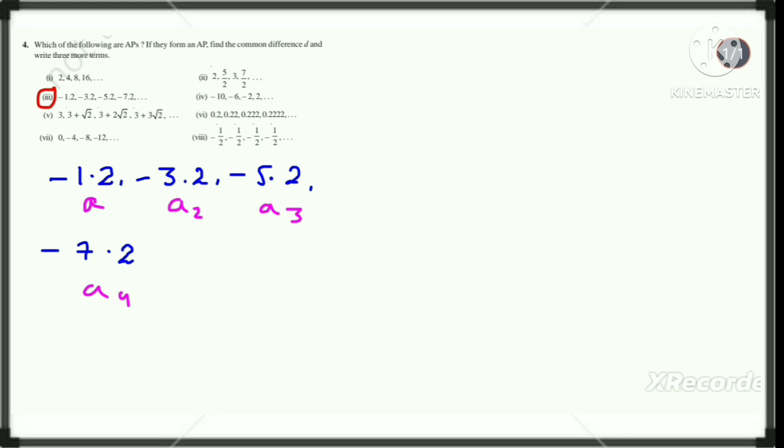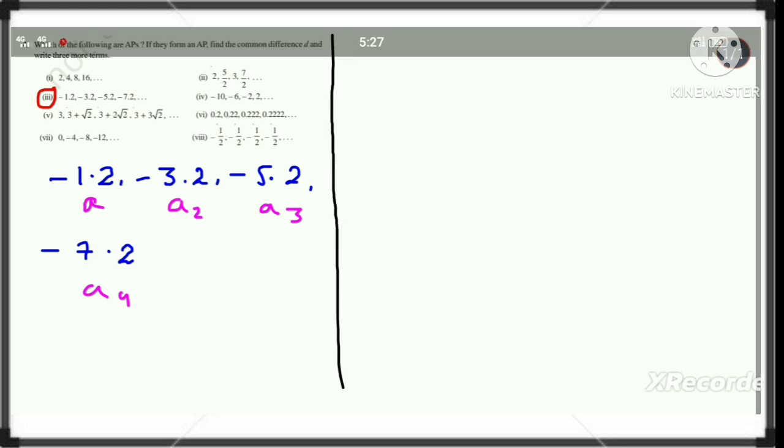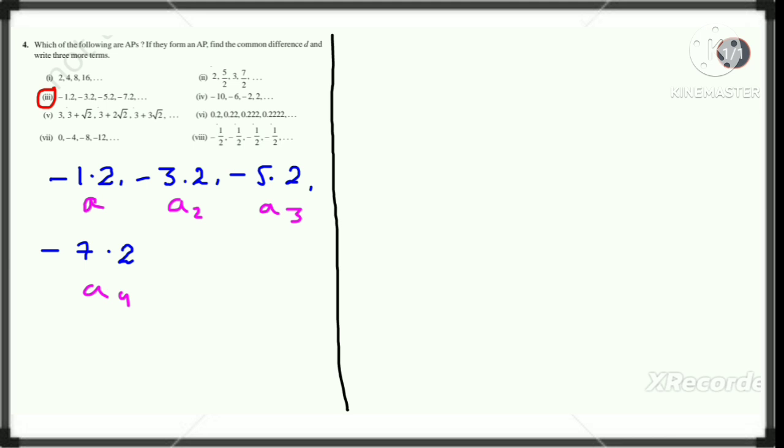So firstly, let's find the difference between A2 and A. A2 equals minus 3.2 and A equals minus 1.2, and here minus into minus is plus 1.2, and it will be subtracted from minus 3.2, then we obtain minus 2.